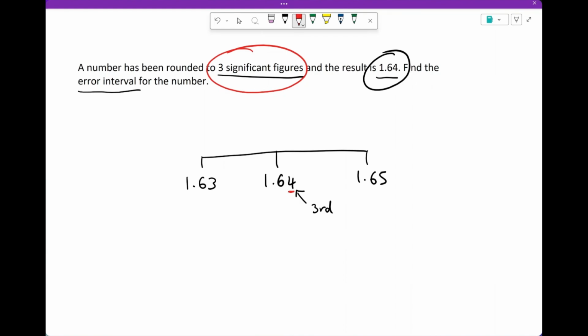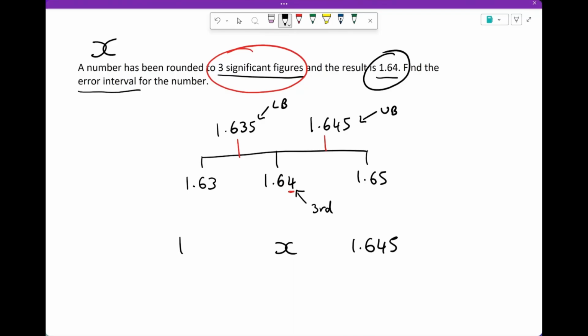Then my upper and lower bound are my midpoints that I need to find. So my upper bound would be 1.645, and then my lower bound would be the midpoint between the 1.63 and the 1.64, so that is 1.635. So that is my lower bound. Then we can write out our error interval, so let's call our number x. So write x in the middle, upper bound to the right, and then lower bound to the left, so the 1.635. And then our inequality symbols are as usual, so the same as or greater than pointing to the x for the lower bound, and a smaller than pointing to the x for the upper bound.